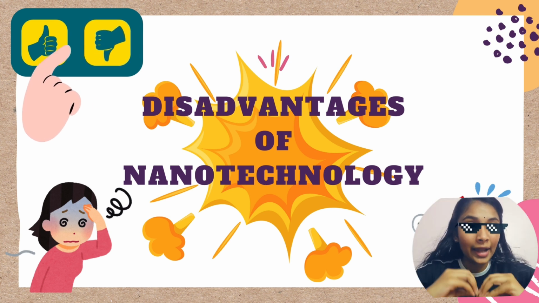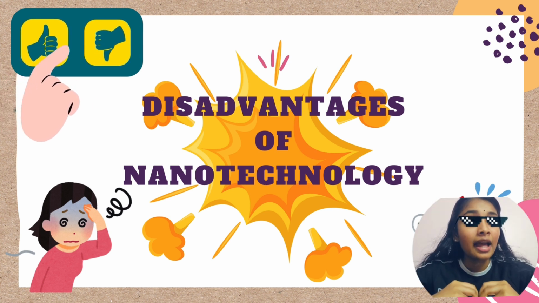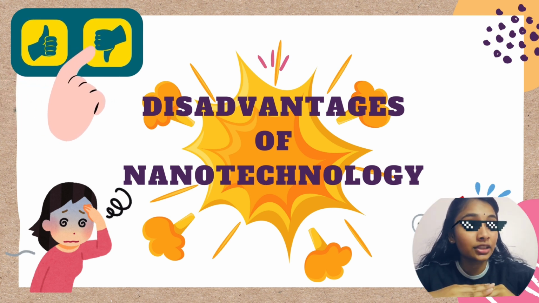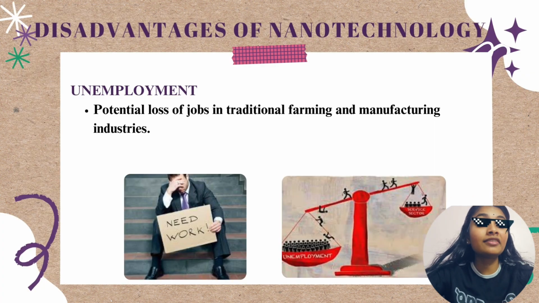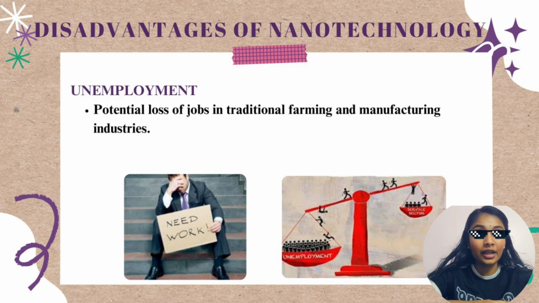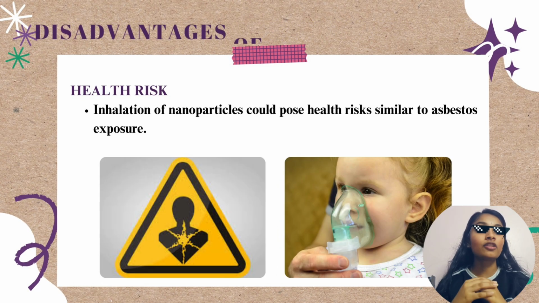Even though there are many advantages of nanotechnology, there are also some disadvantages. Nanotechnology can lead to significant unemployment in traditional farming and manufacturing industries as automation and precision techniques reduce the need for human labor, causing skill mismatches and potential market consolidation.